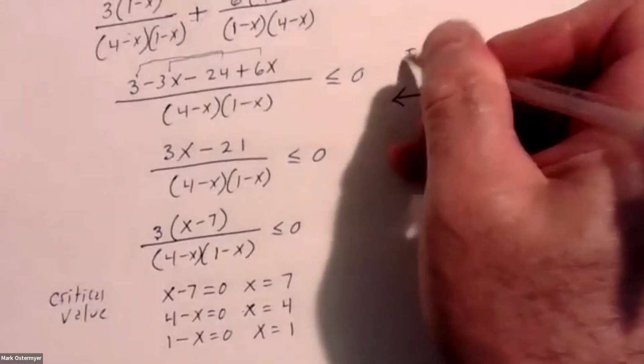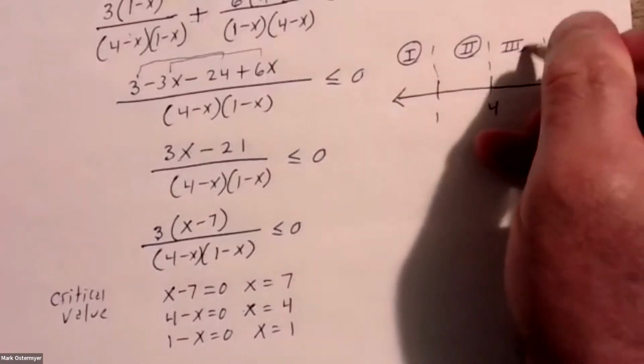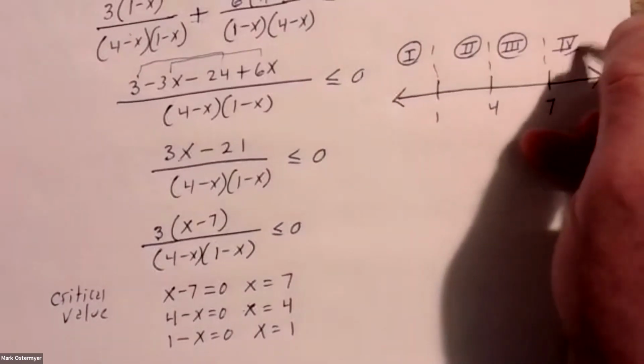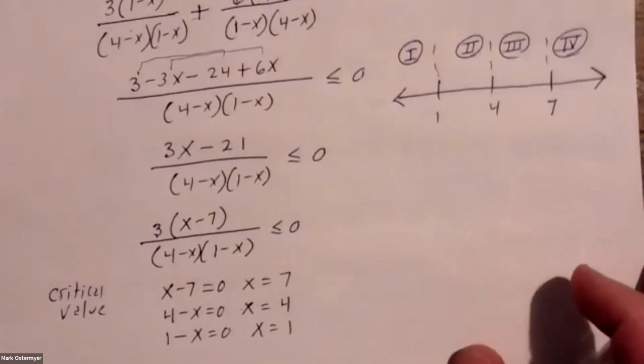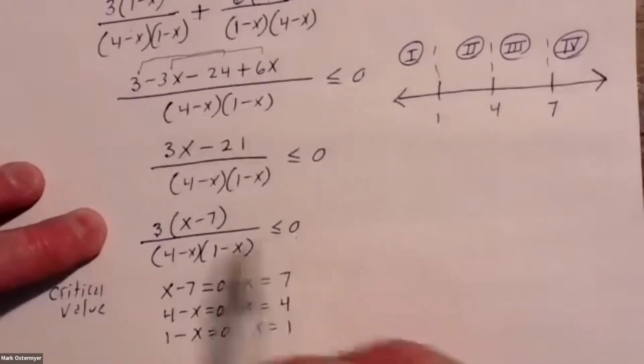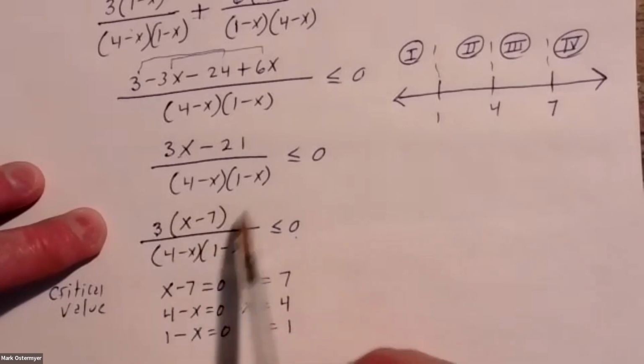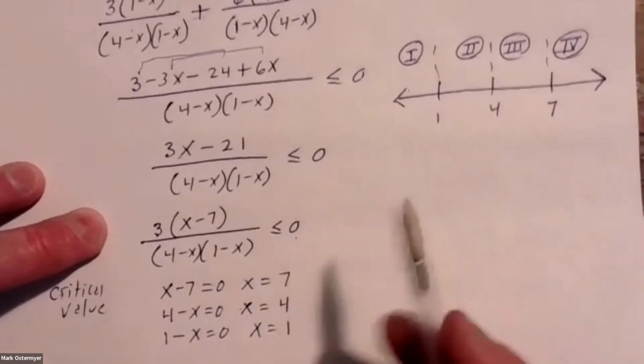So I have 4 intervals to test out. Interval 1, interval 2, 3, and 4. And since the left side is being compared to 0 on the right side, my only concern is whether this expression is positive or negative when I choose values out of each interval.